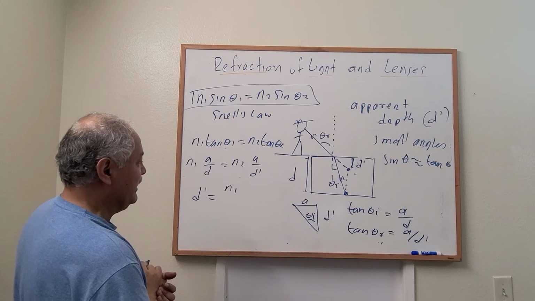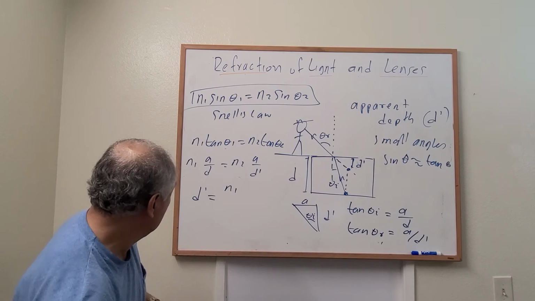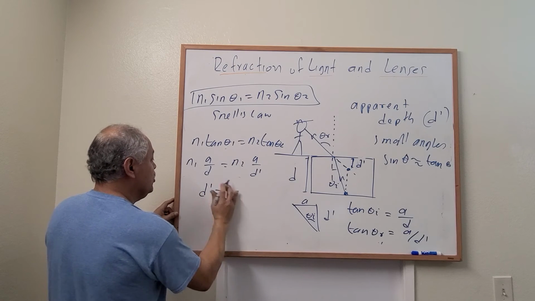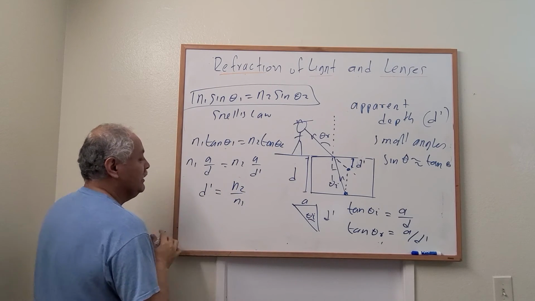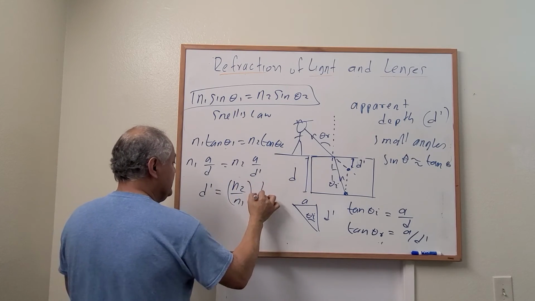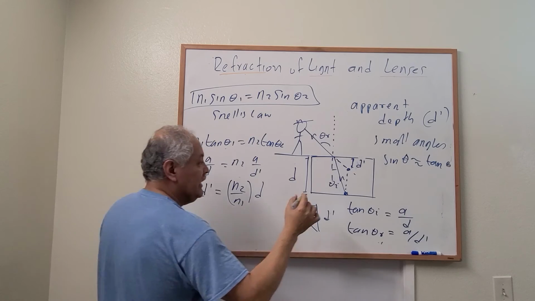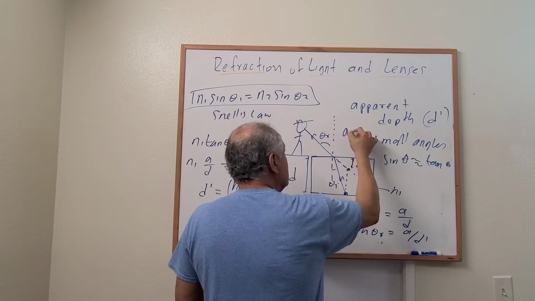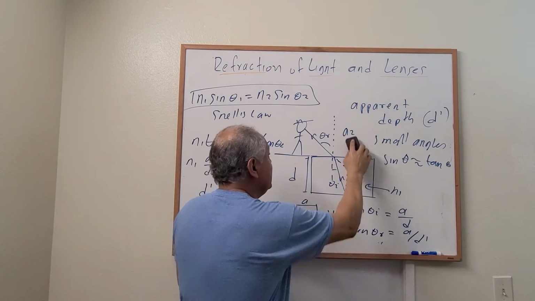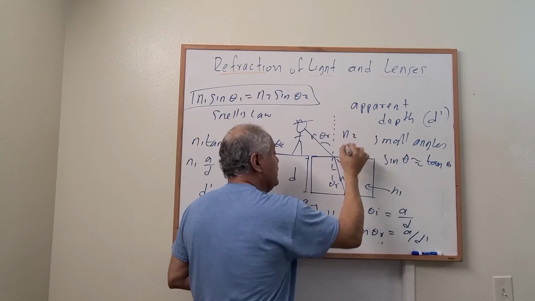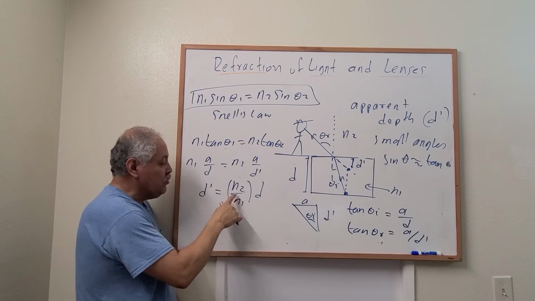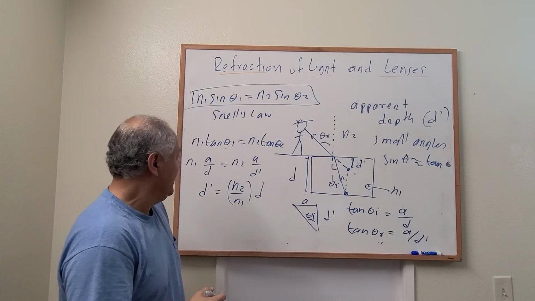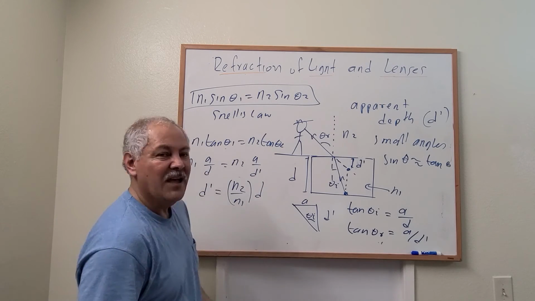Now let's solve for d prime one more time. So d prime equals n2 over n1 times d. But remember, n1 is the index of refraction of the glass or water in this case, and n2 is the index of refraction of air. This is larger than this one, so the apparent depth is less than the actual depth. Got it? And this is the formula for the apparent depth.